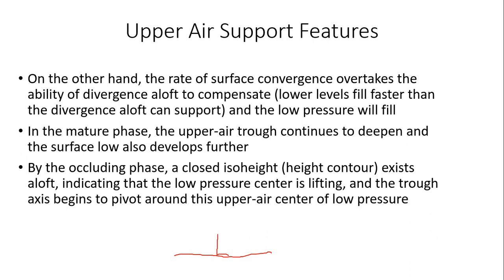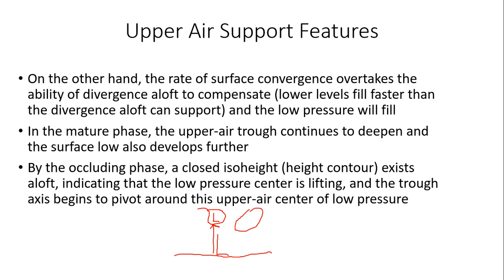With the occluding phase, we now have that upper level trough, which is now closed off into a complete, enclosed upper low at this point, the occluding phase point. And that upper level low is directly vertically stacked above the surface low. So now my area of divergence is way out here. My upper level trough is outrunning the surface low pressure movement. And what I'm getting now is a closed upper low directly above the surface low in the occluded phase.